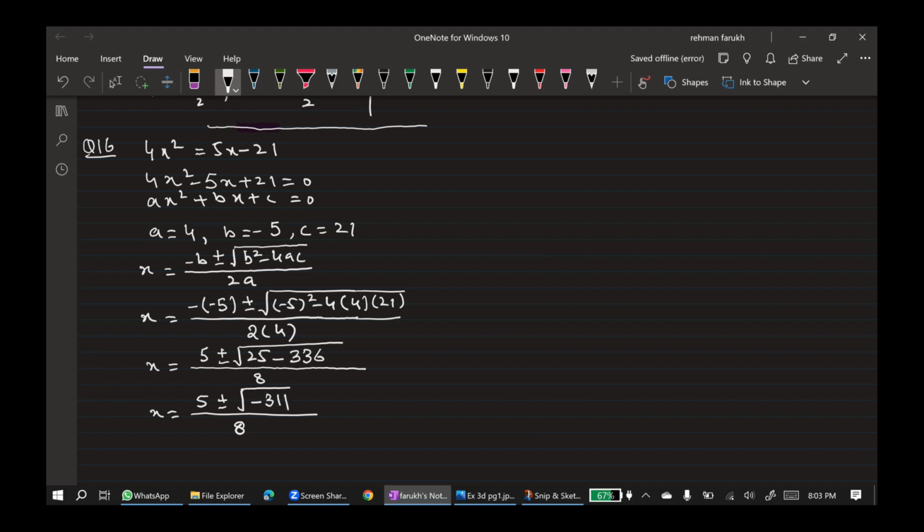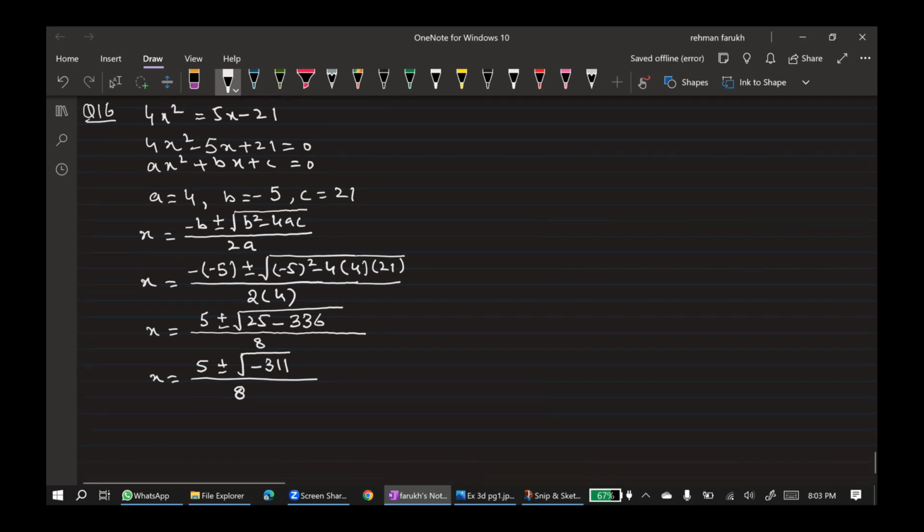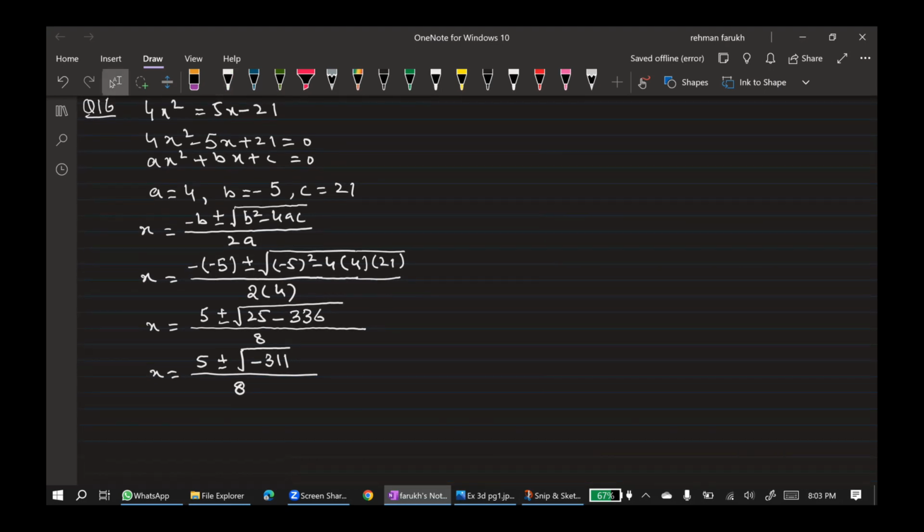Negative 311. Can you see a negative sign inside the square root? Yes. Can we find the square root of a negative number? No. So we will terminate the question and we will write down complex roots. Okay.